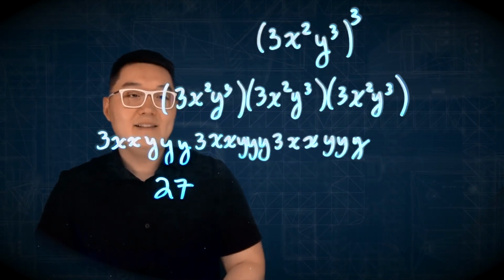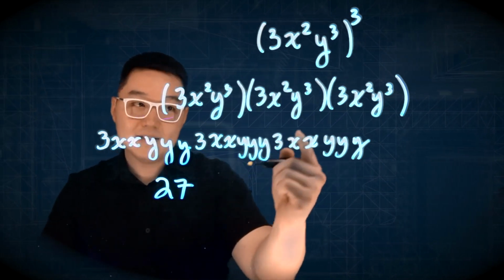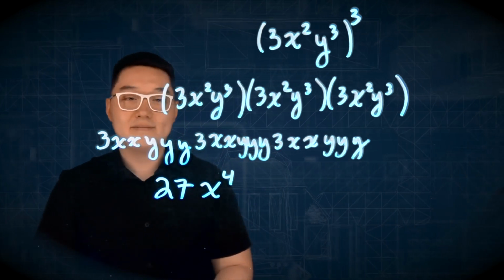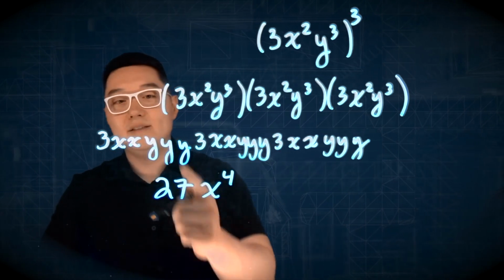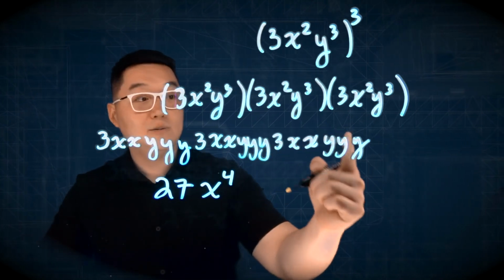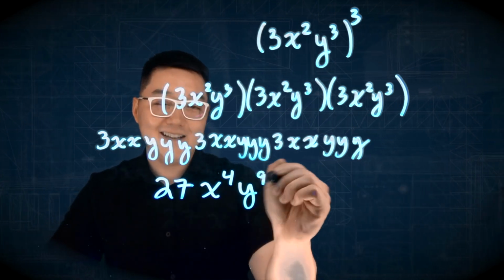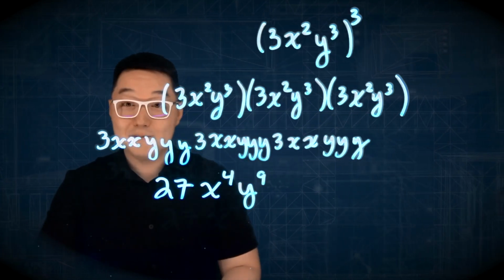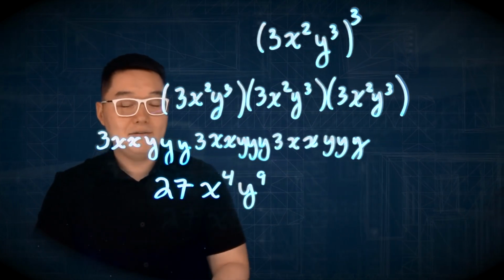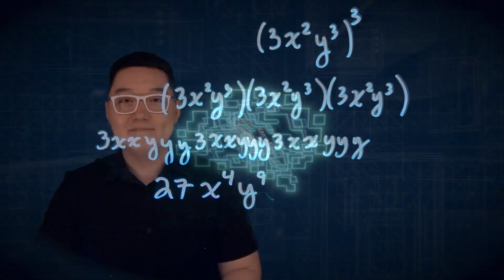Great. Now we see x times x times x times x times x times x. So altogether, it's x to the 4th. And lastly, for the y's, we see y times y times y times y times y times y times y times y times y. So altogether, we see y to the 9. And there you go. This expression can be simplified as 27 times x to the 4th times y to the 9th.